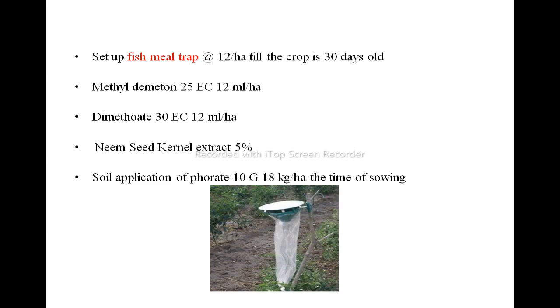Now the most important practice is to set up the fish meal trap. This trap is used to attract the adults, or we can say flies, of the sorghum soot fly, and this is installed in the field when the crop is 30 days old. And at last, the farmer goes for insecticide application, that is methyl demeton, dimethoate, neem seed kernel extract.